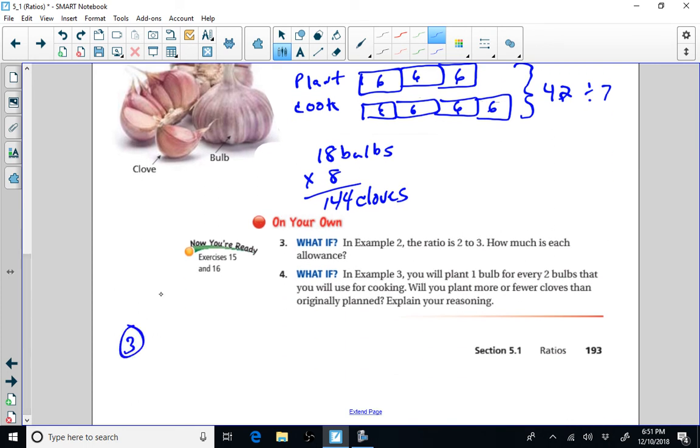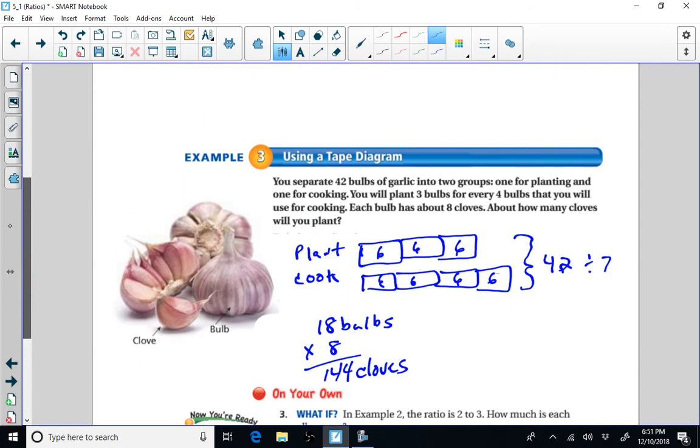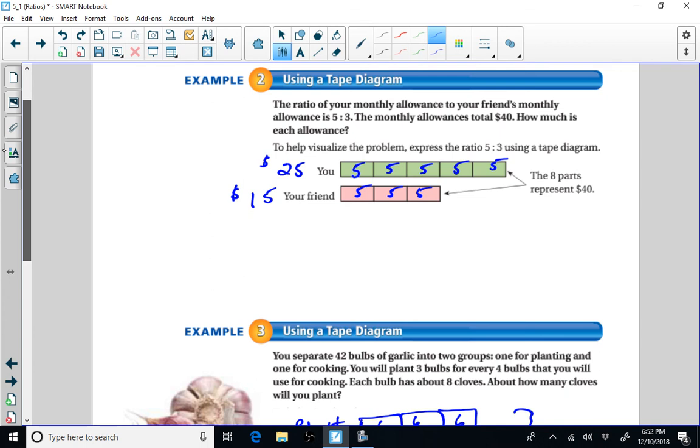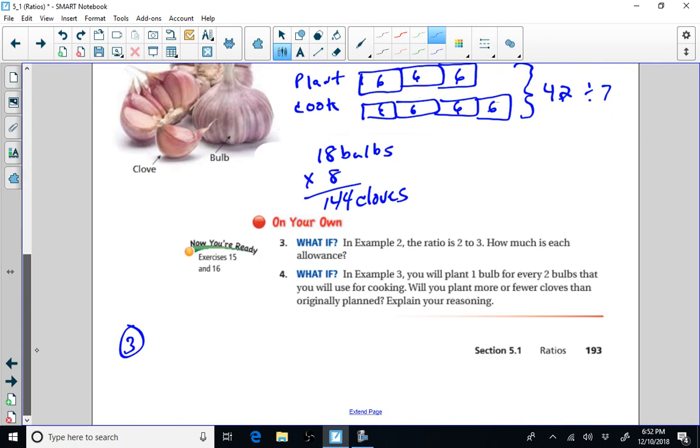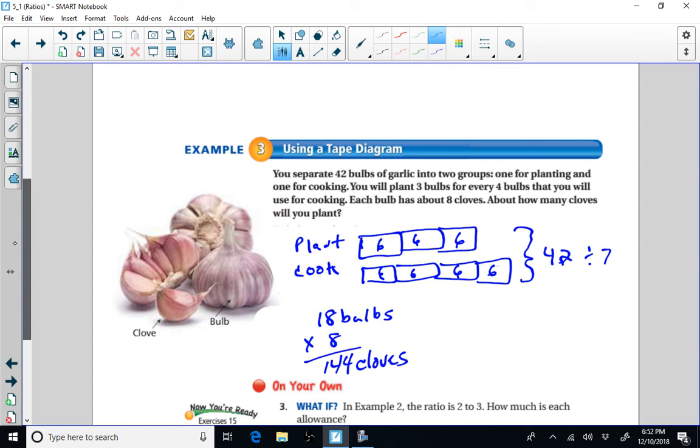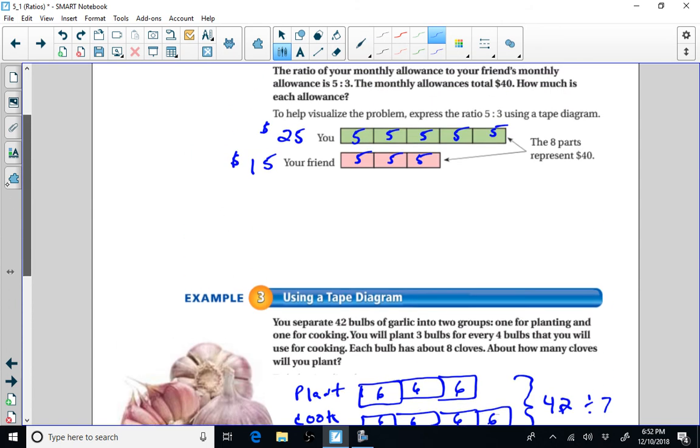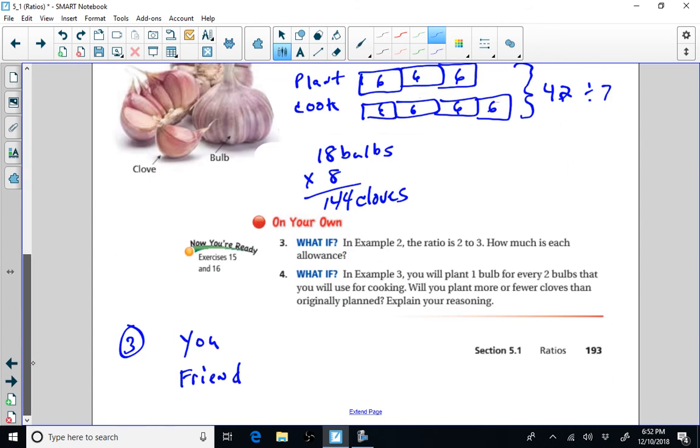Problem 3 here says, suppose in example 2 there is a ratio of 2 to 3. Where's example 2? That's up here. So that's our $40, but it's a ratio of 2 to 3. So this was you, this was your friend, but instead of you having a ratio of, what was it? It was 5 to 3, we're going to get a ratio of 2 to 3. So your friend actually makes more, right? Because you have two equivalent parts, your friend gets three equivalent parts.